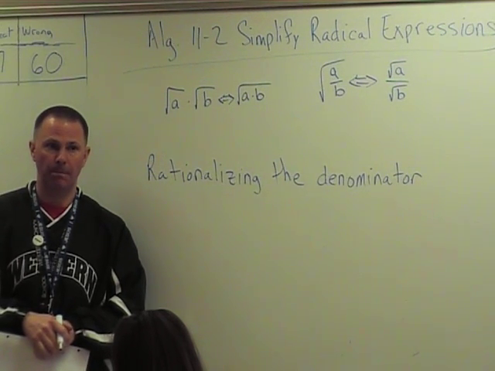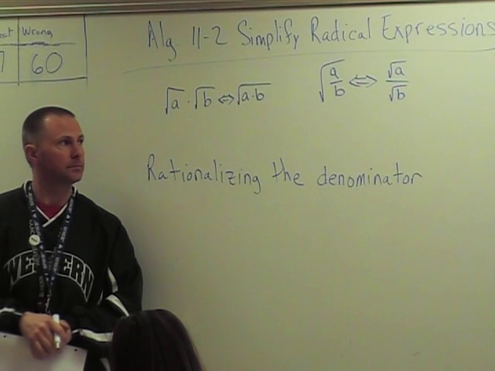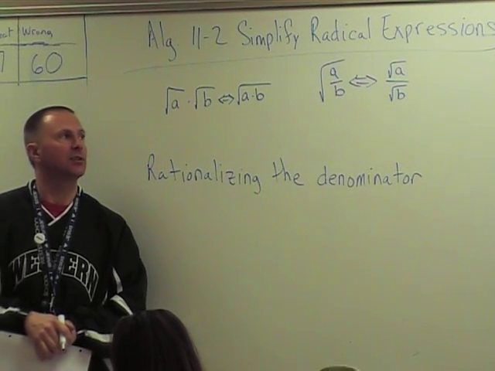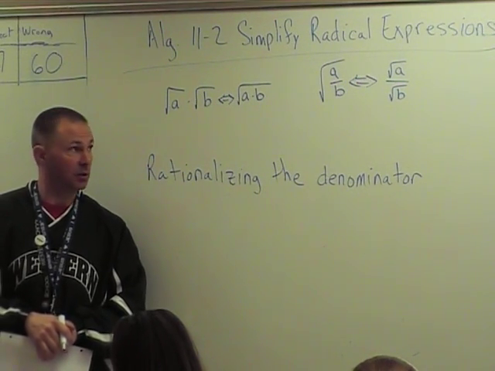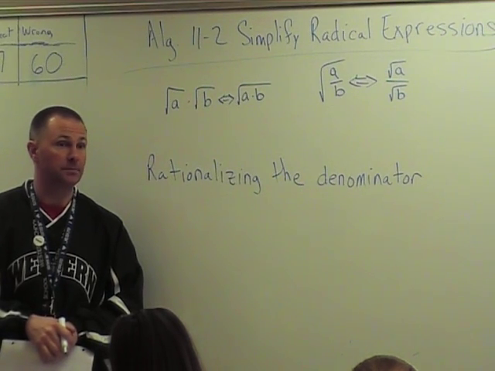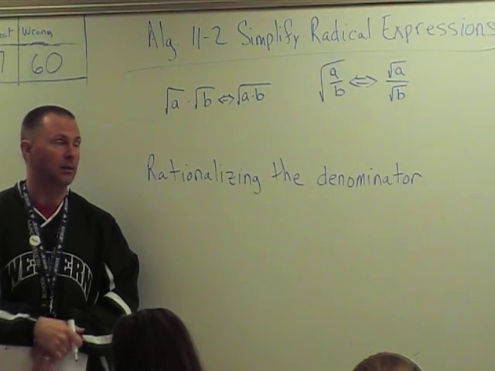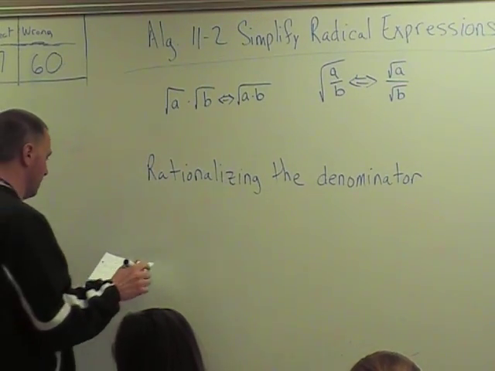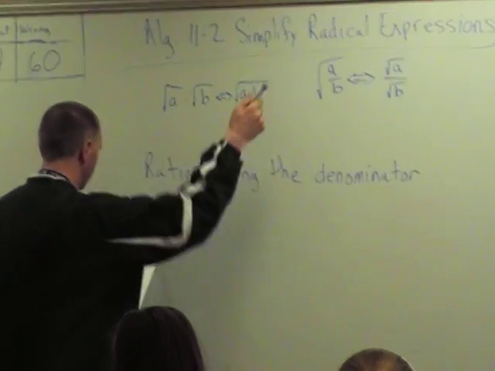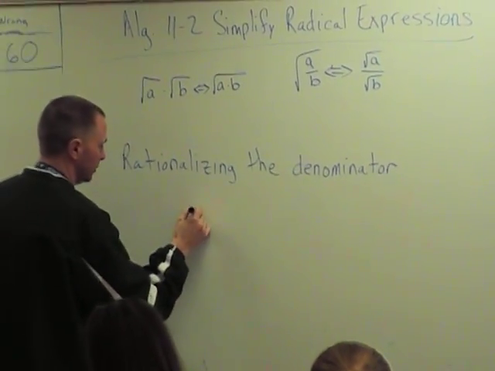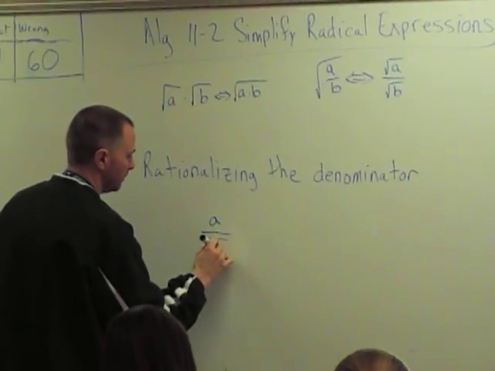Yes? So then how can you have the square root of a over the square root of b? That's just showing you that you can separate them, and then you have to do something with the b, if you can't take the square root of it. Okay. All right. So here's an example of rationalizing the denominator. If we use something like this, we'll just use a over the square root of b. Okay.